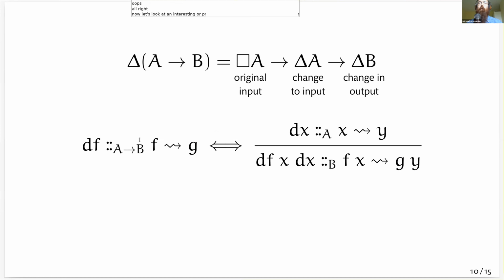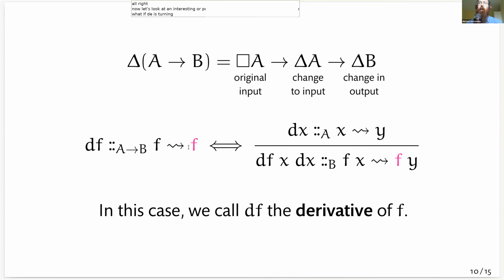Now let's look at an interesting or possibly boring special case of this relation. What if df is turning f into itself? In other words, if df is a non-change or a zero change. It may seem like this is boring, but although it doesn't change the function, we are still allowed to change the argument. And so what df then says is it tells us how the output of f changes as its input changes, which is interesting because that's exactly what we needed to incrementalize our fixed points.